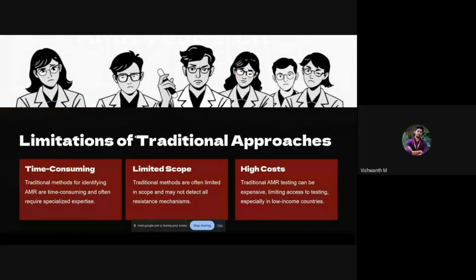It also has a very limited scope, so it misses new tricks. Since it is a traditional approach, it is not quite updated. Some resistance mechanisms are hard to detect. Traditional tests might not detect new or less common resistance mechanisms. And then there is higher cost. Advanced testing methods are often unaffordable in low-income regions where antimicrobial resistance hits the hardest. These limitations highlight the need for advanced tools that are faster, more accurate, and more accessible, which brings us to the role of bioinformatics.